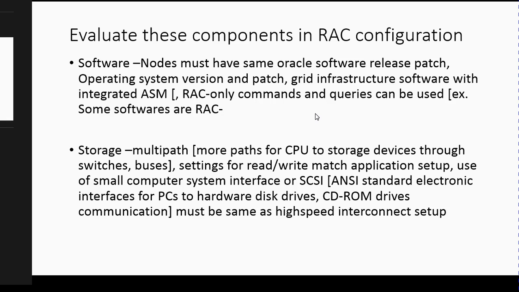And again, if you look at the last part, it must be the same as the high speed interconnect setup. What that's saying is that whatever configuration you have for your SCSI for your RAC environment has to be the same as the high speed interconnect or cache fusion setup for your RAC environment. So what you're doing here is matching the setup of the physical components, PCs and drives, to the logical components, which is the cache or the high speed interconnect.